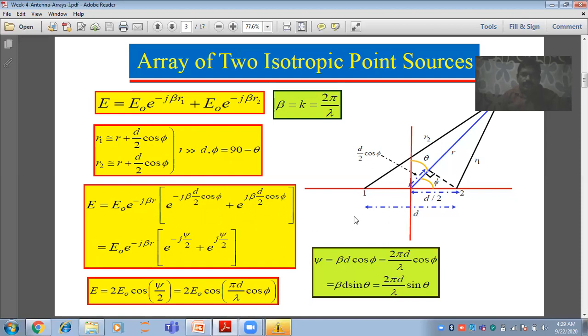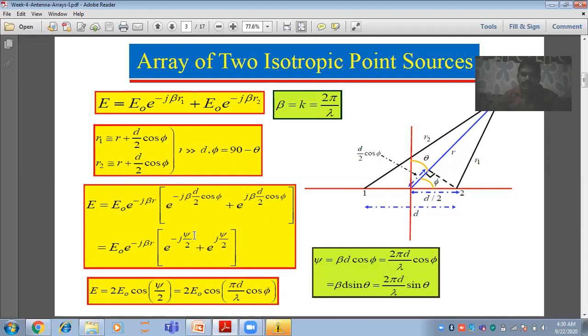Therefore, the combination of the fields of antenna 1 and antenna 2 is taken as the total field observed at the observation point. This can be simplified like this, and approximated to here. The psi is nothing but the phase difference between the antenna radiations observed at the observation point. At the observation point, antenna 1 radiation is coming here and antenna 2 radiation is coming here. If you take the phase difference between these two antenna radiations, that phase difference is psi.